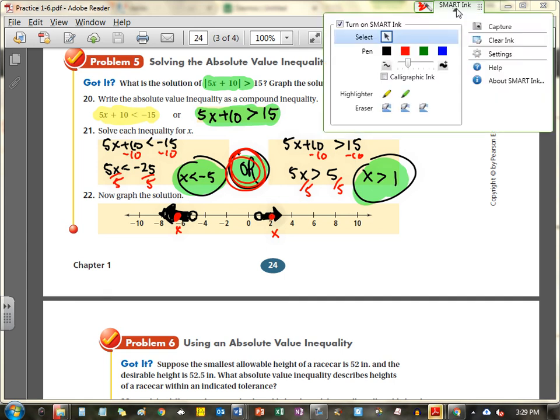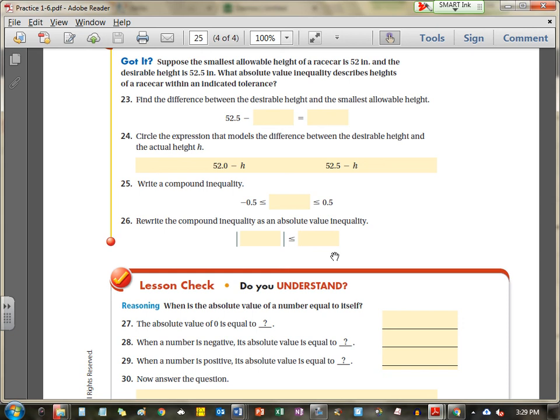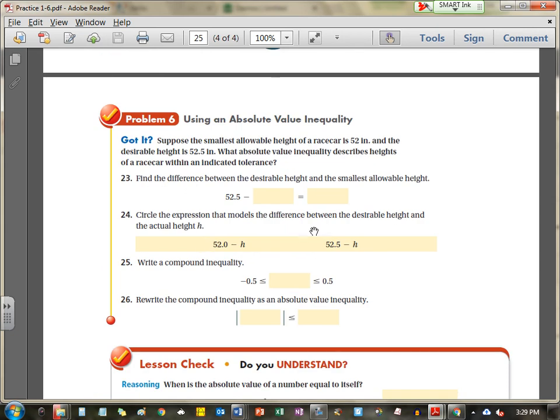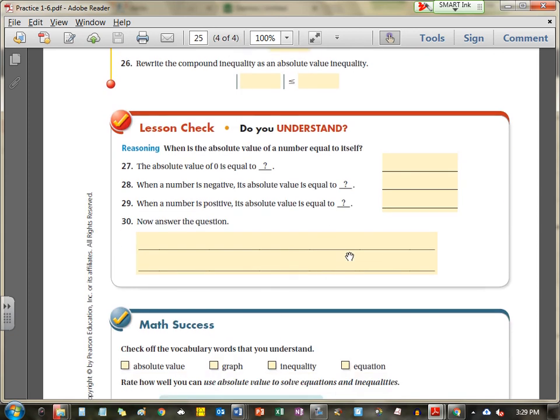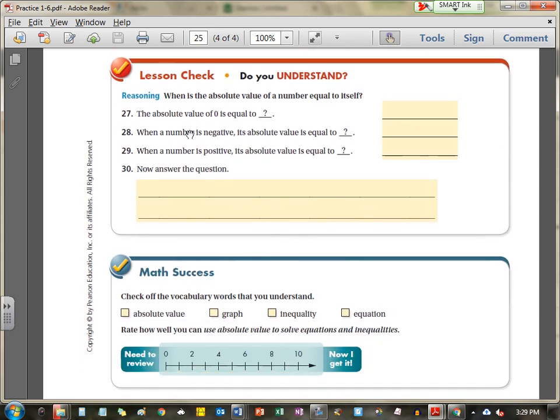Okay, that's that. And then you'll notice this we're not going to do. It's pretty cool stuff, especially if you're interested in technology and factories and building things and measurements and all that. But we just don't have time. So let's do a quick lesson check.